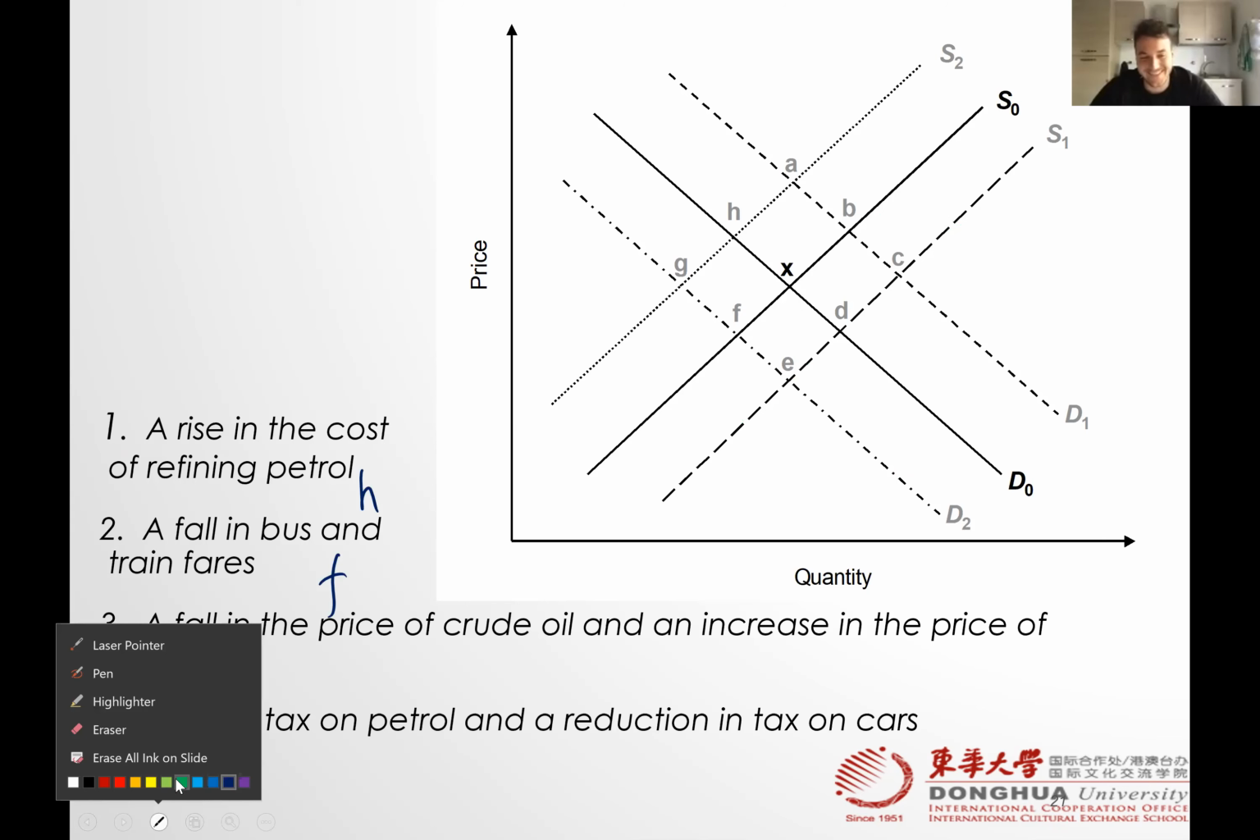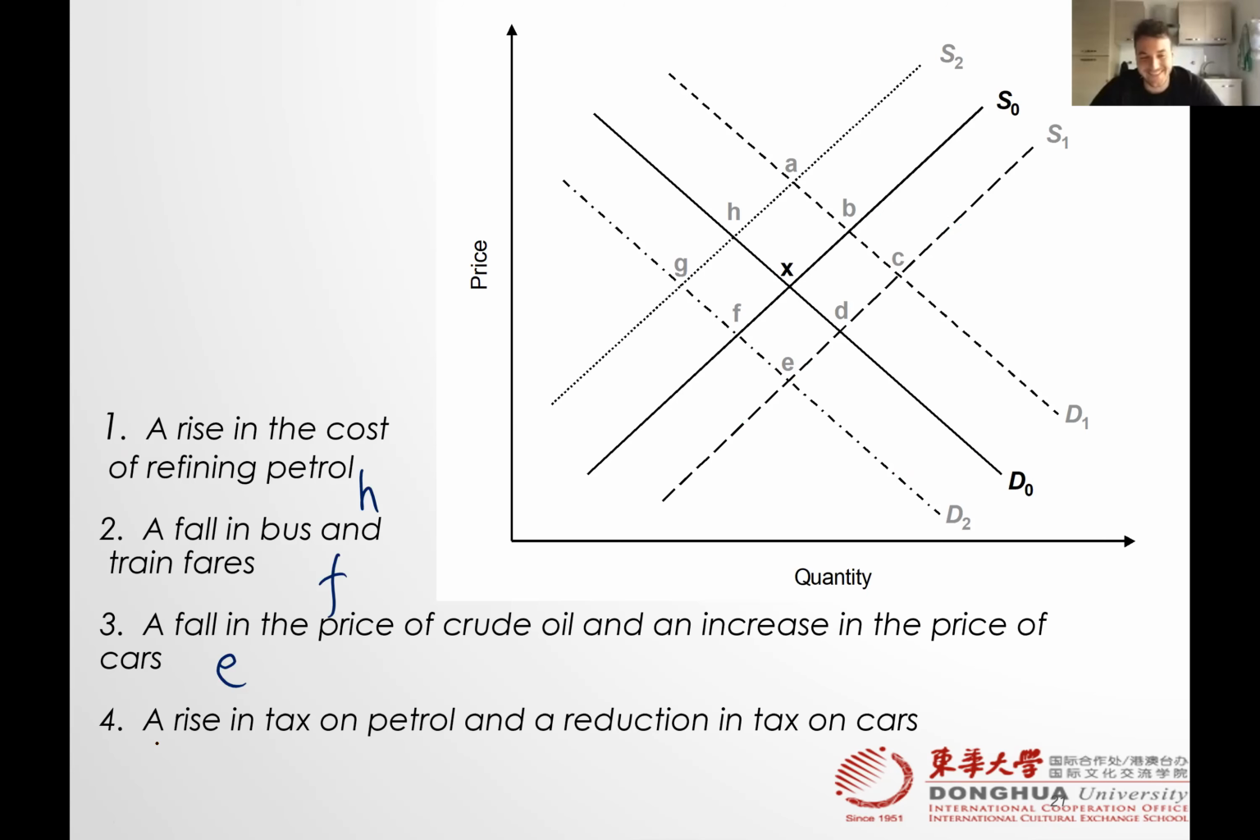Let me change the color here. A rise in tax on petrol, a reduction in tax on cars. So it means two events are happening at the same time. So, a three-step process. Number one, does this belong to demand or supply? Let's talk about the first part. A rise in tax on petrol. What happened?